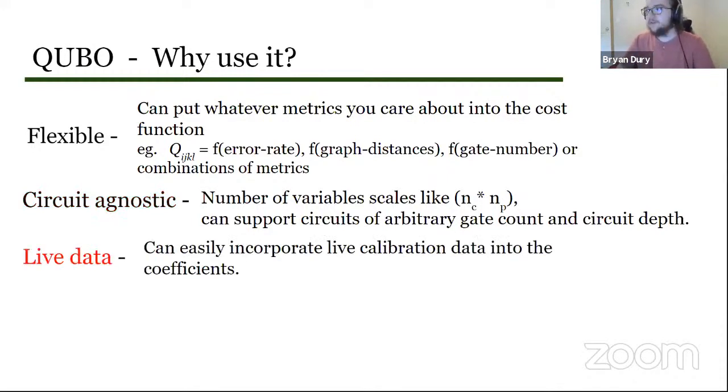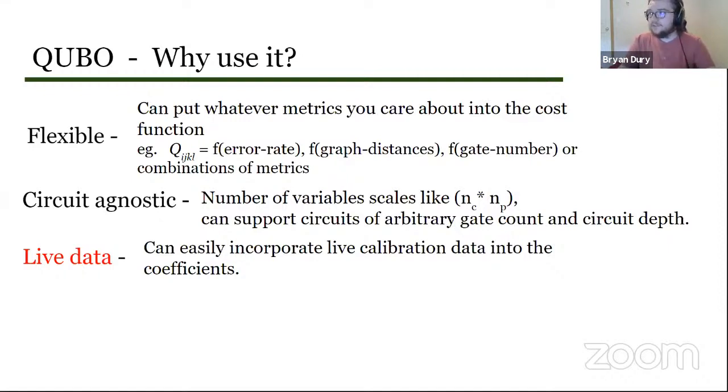The final thing to think about is the ability of QUBO to utilize live data. The reason I feel this is important is that looking forward, we're going to have access to a lot more calibration data from the pieces of quantum hardware, or quantum computers, that we're running with, and we're going to want to make use of that to improve the compilation process as a whole.